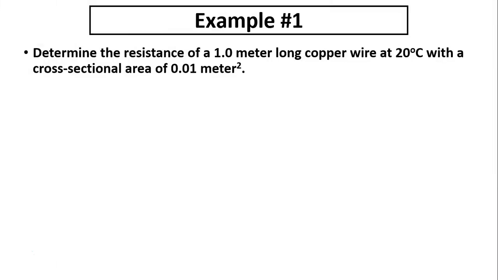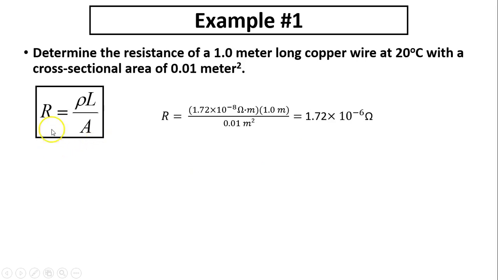Let's take a look at this example. Determine the resistance of a 1 meter long copper wire at 20 degrees Celsius with a cross-sectional area of 0.01 meter squared. Use the equation R equals rho L over A. Rho, where do we find this? From the reference table. This 20 degrees tells us the information is in the reference table. We don't really use 20 degrees in our calculations. So we find this number, 1.72 times 10 to the negative 8 ohm times meter.